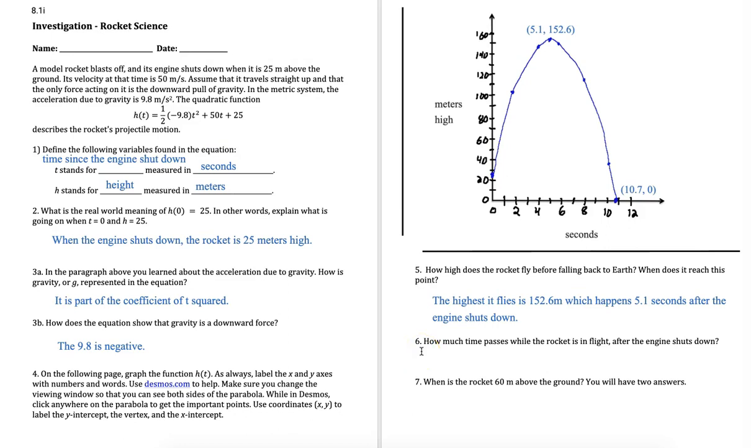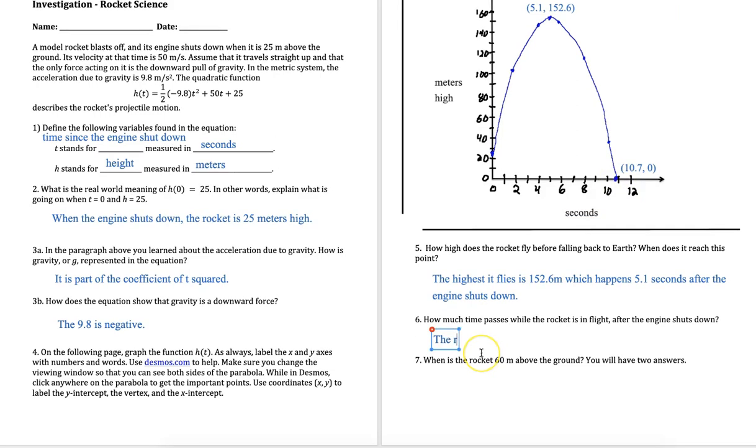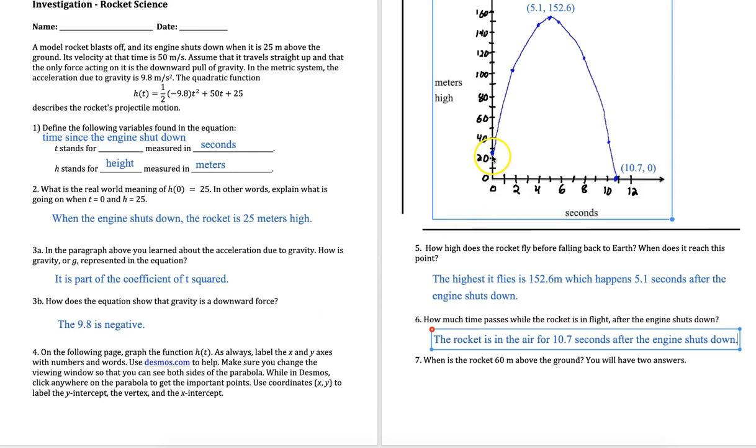And at number 6, how much time passes while the rocket is in flight after the engine shuts down? So we can look on our graph to see when the rocket hits the ground. And that happens when the height is 0, when it's 0 meters high. So the graph is at 0 meters high over here, which happens 10.7 seconds after the engine shuts down. There is one point from number 4 I just noticed that I have not labeled, and that is the Y-intercept. So I'll go ahead and do that right now.